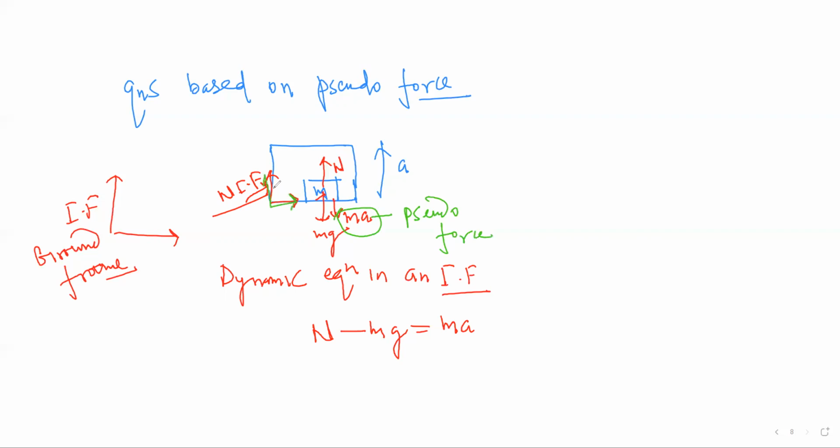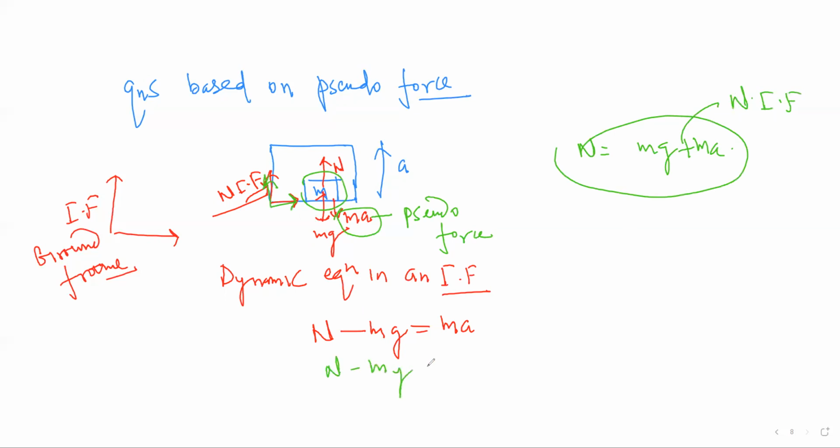And in this frame, which is attached with the lift, this block appears at rest. So of course, the dynamic equation will be top force is equal to bottom force. So N is equal to mg plus ma. This was built in non-inertial frame. So from here, the lesson I want to teach all of you is that regardless of whether you are dealing with a question in an inertial frame or non-inertial frame, the normal reaction force will be the same.